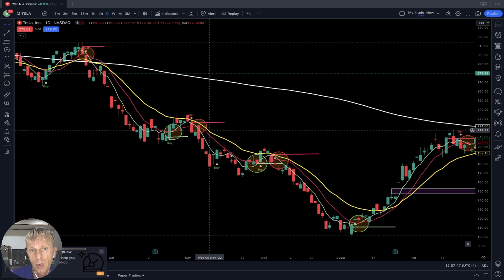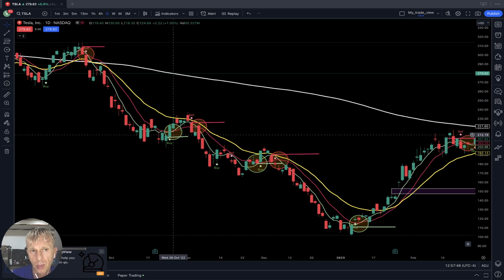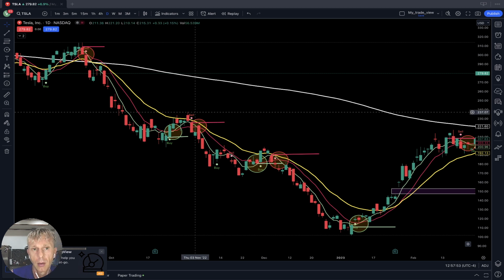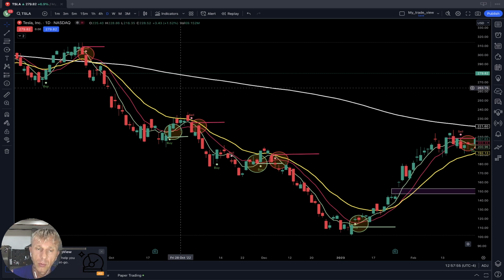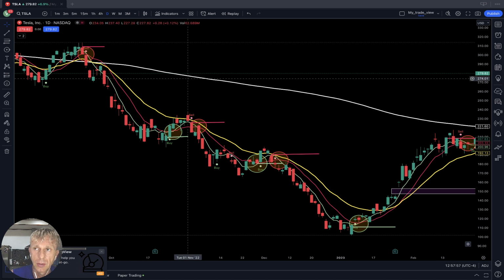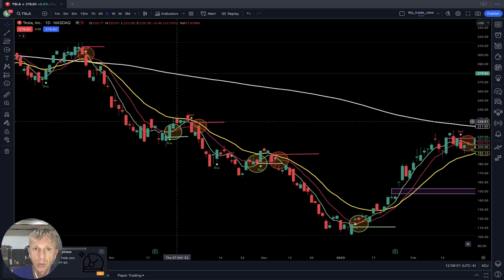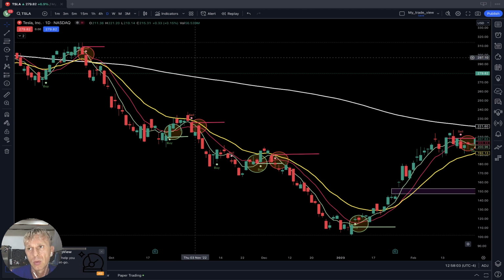And remember, when bars are below 20, it's bearish territory. When bars are above 20, it is bullish territory. When MA5, 10 and 20 are below 200, it is very bearish, confirmed territory. When MA5, 10 and 20 are above 200, it is bullish territory. That's how simple it is.